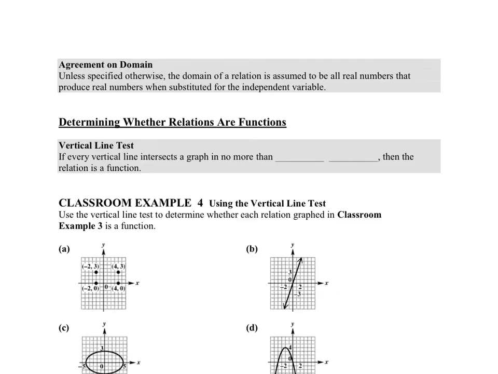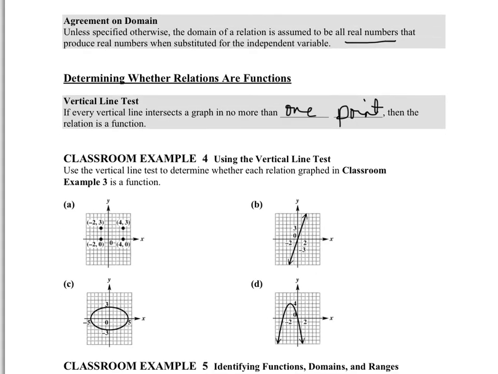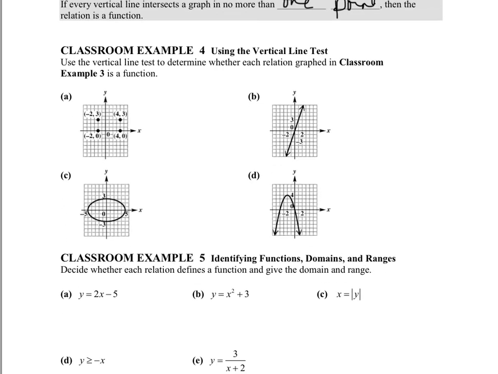In terms of agreement on domain, I know we spoke about complex numbers in an earlier chapter, but we will have to remember that we are confined to the set of real numbers unless we have been told otherwise. So we're going to work simply with real numbers on this. We've already discussed the vertical line test. It means that if it intersects a graph in no more than one point, then your relation is a function. And because all of these graphs are identical to the ones that we just did, we went through all of this together, so we do not have to do it again.